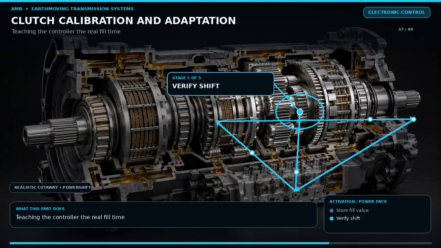After a repair, confirm software configuration, solenoid location, connector routing, oil level, and successful calibration before returning the machine to work.